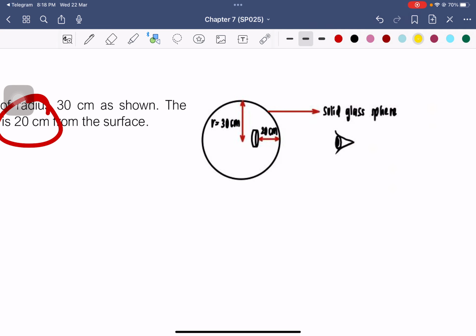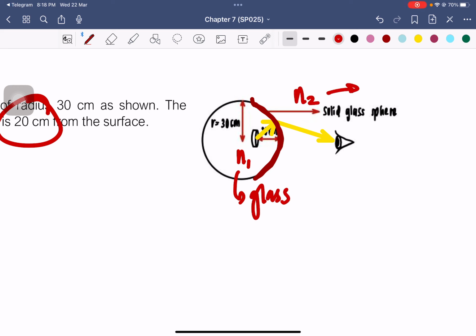I'm just going to use yellow. For example, it is going to be like this and then refracted towards our eye. Basically, that is how we see it. We need to determine what surface this is. This is a concave surface, and the first medium is the glass.